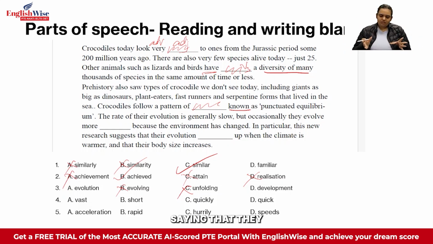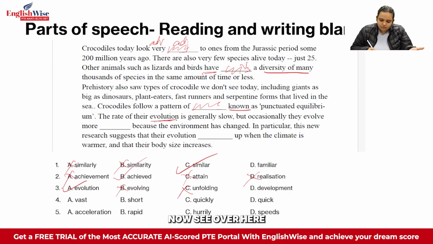So we are not saying that they have become better anywhere. We are just saying that they were very giant and now they are very small or something like that. So they have changed over time. So they are following a pattern of evolution. The rate of their evolution is generally slower.